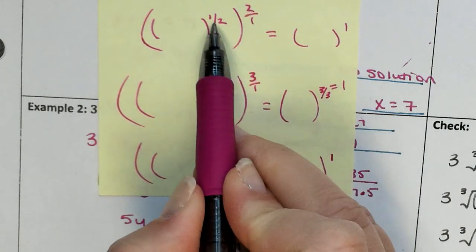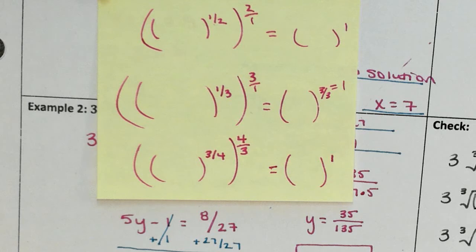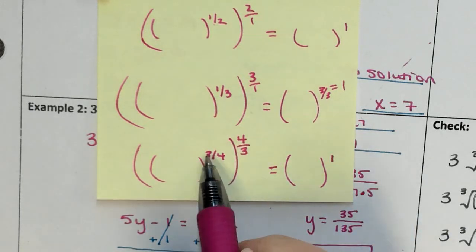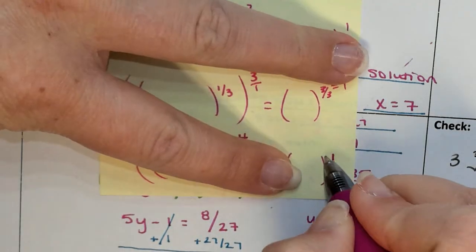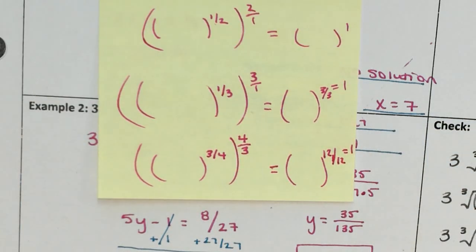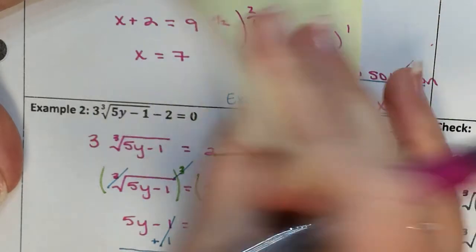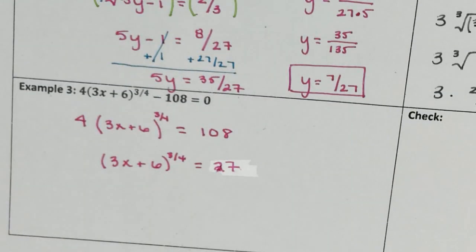2 over 1 is the reciprocal of 1/2. 1/3 and 3 over 1 are reciprocals. 3/4 and 4/3 are reciprocals. If you multiply 3/4 times 4/3, you get 12 over 12, which is equivalent to 1. Do you see that? So we did some parts of this one, where we got the radical alone.